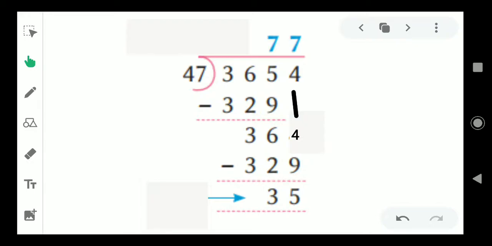Next question is 3654 divided by 47. First two digits 36. In 36 there is no 47. So consider the 3 digits.